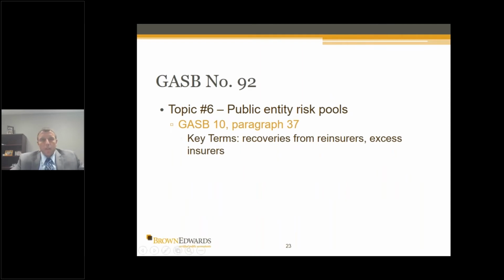Moving on to topic 6, which clarifies reporting by public entity risk pools for amounts that are recoverable from reinsurers or excess insurers. Risk pools being governmental entities joining together to finance an exposure, liability, or risk, which may include property and liability, workers' comp, etc. The reinsurer is the insurer passing policies to another insurance company to reduce the risk of claims being paid out. So it's basically the insurance for the insurance companies. Excess insurers cover claims after the primary insurance limit has been exhausted or used up. So excess insurance transfers the risk of aggregate losses above a certain dollar amount.